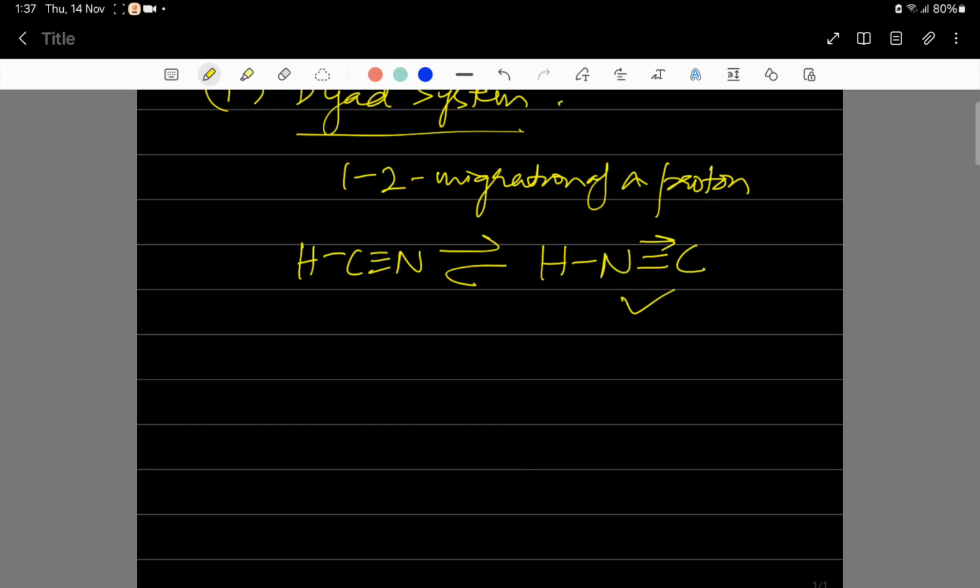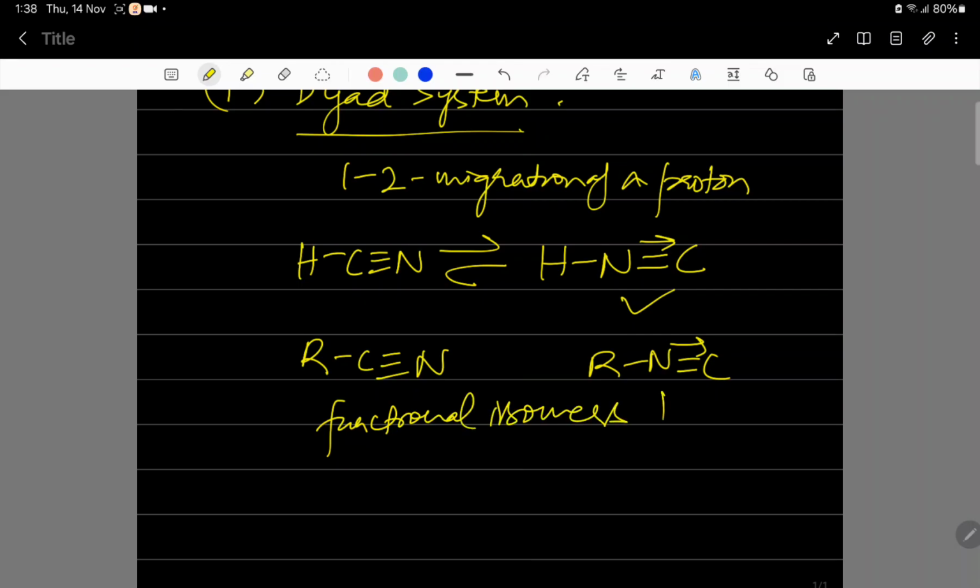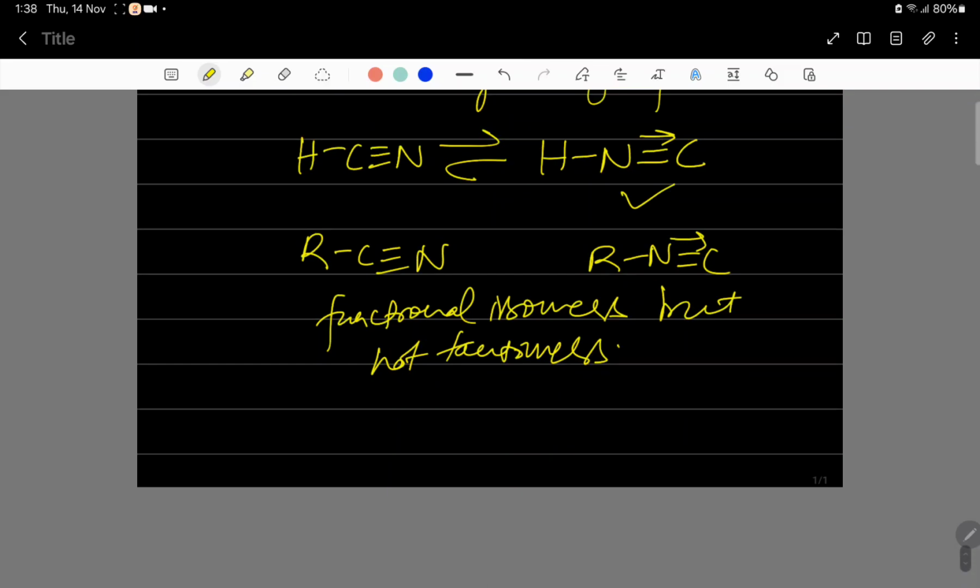The alkyl derivatives of these tautomers are called cyanide and isocyanide, right? So if we attach an alkyl group, this is alkyl cyanide and the other is alkyl isocyanide. It may however be noted that although hydrogen cyanide and hydrogen isocyanide are tautomers, alkyl cyanide and alkyl isocyanides are not tautomers but are simply functional isomers. So these two are simply functional isomers, but not tautomers. That is simply the migration of a proton.